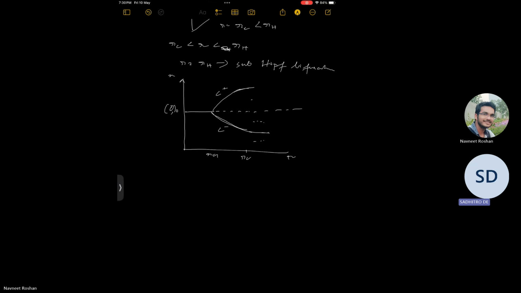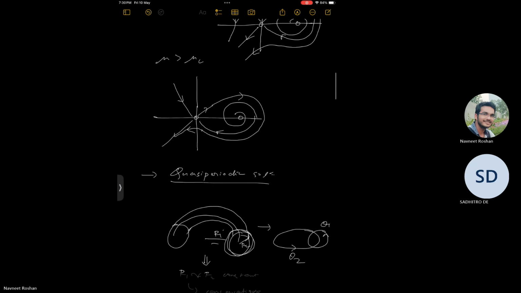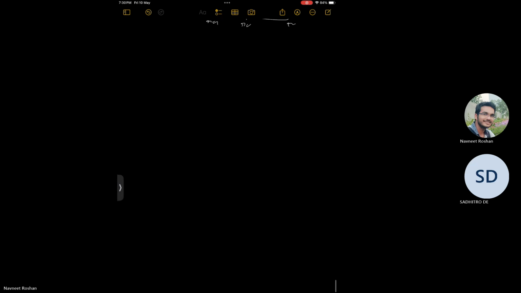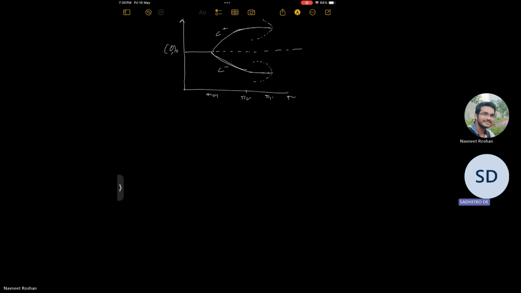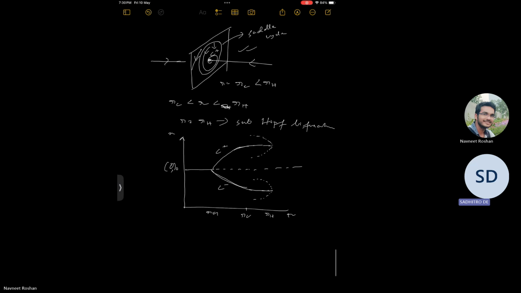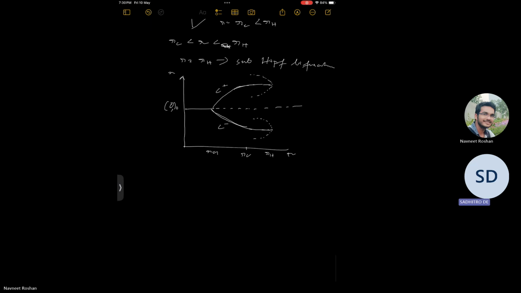Similarly, here also there is an unstable limit cycle which is born at r equal to rC, and this continues like that. Finally, they merge together at some point over here, and this denotes the point r equal to rH, where the unstable limit cycle collides with the fixed points C plus and C minus, and then they become unstable.